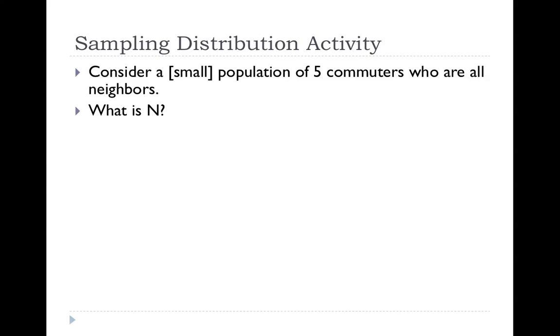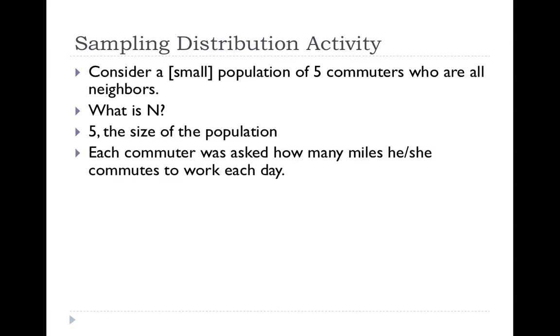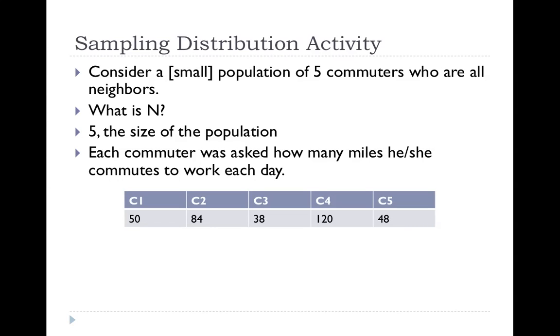So what is capital N? Let's remember that the definition for capital N is the size of the population. Therefore, capital N is 5. Let's suppose that each commuter was asked how many miles he or she commuted to work each day. Commuter 1, 50 miles, commuter 2, 84 miles, commuter 3, 38 miles, commuter 4, 120 miles, commuter 5, 48 miles. So each member of the population has a number of miles associated with them.